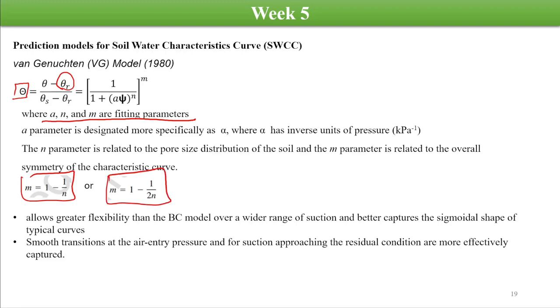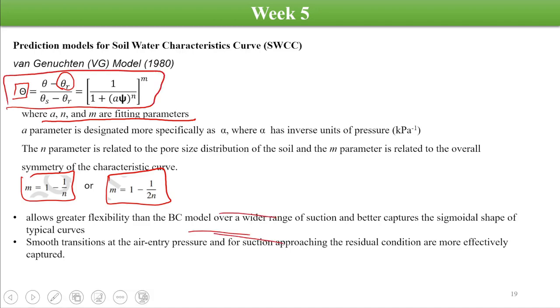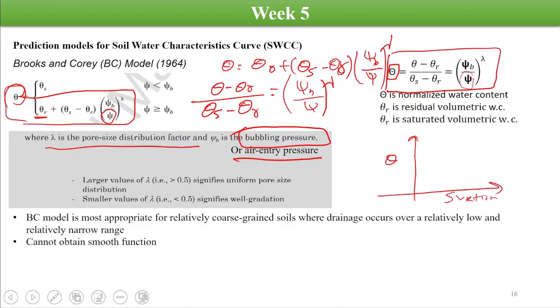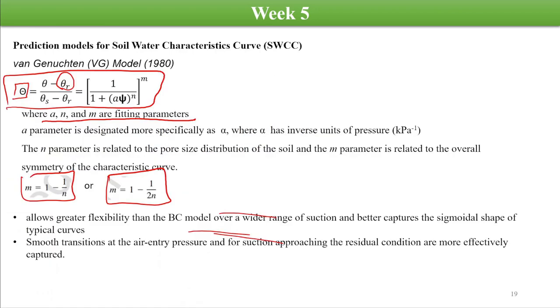In the Van Genuchten model, it has the flexibility that it can be applied to a wider range of suction. It is also a continuous model, so you'll only see one equation. In the Brooks and Corey model, you had two functions, so it is not a continuous one. Fine.